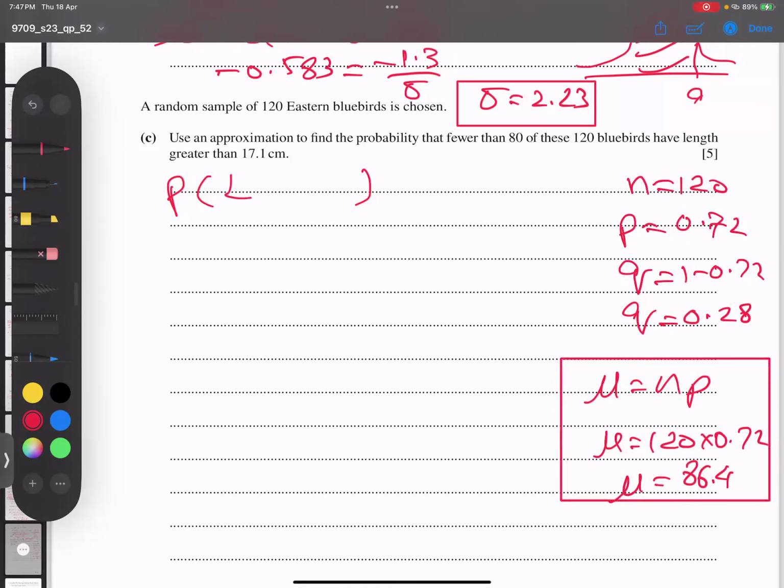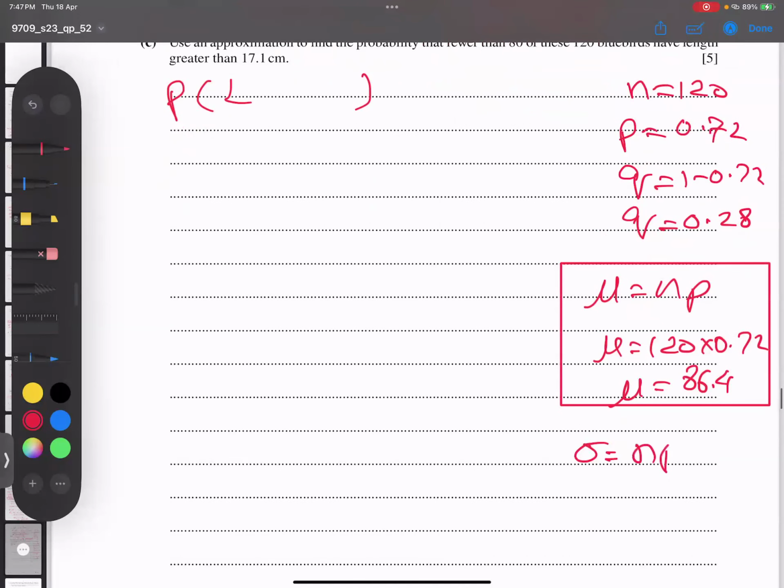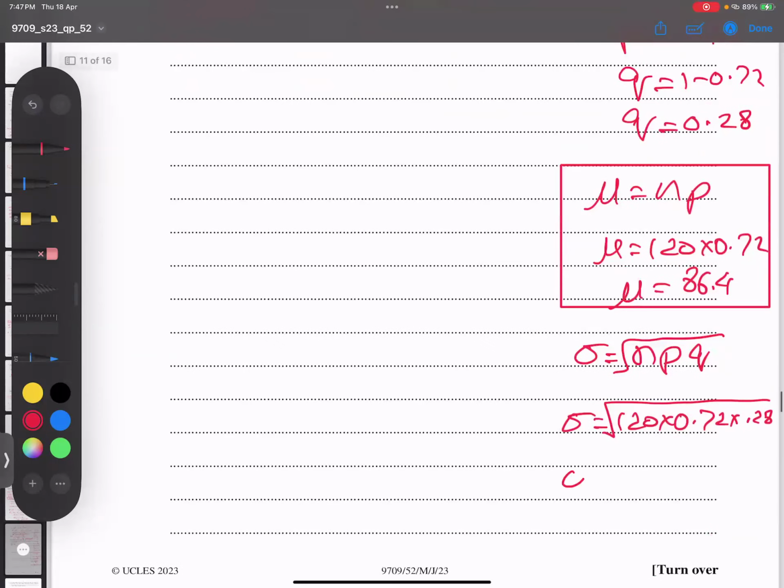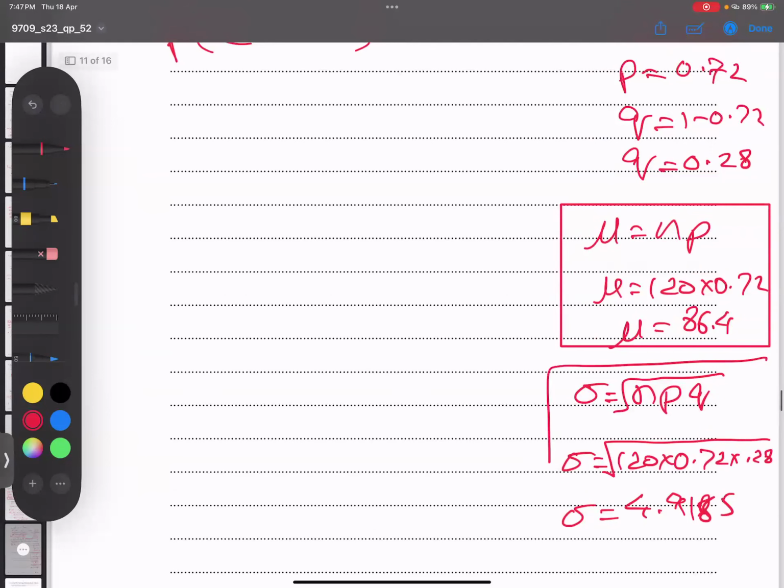Okay, now I'm looking for the deviation. What is the deviation formula? Root of NPQ. N is 120, P is 0.72, and Q is 0.28. If I take the root of the whole, I get the deviation. So the root of 24.192 gives us 4.9185. Okay, I believe this part is very clear. This is the mean, this is the deviation, sorry.